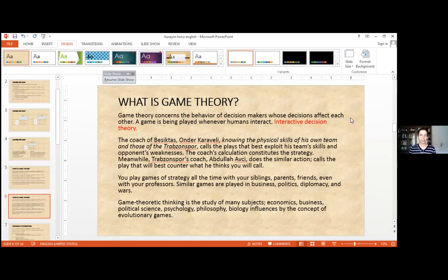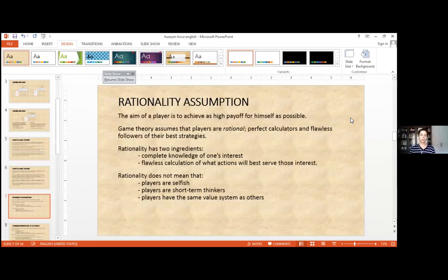Okay, thank you. So game theory thinking is the study of many subjects: economics, business, political science, and even biology in the concept of evolutionary games. I didn't go into that right now. The basic assumption, as in mainstream economics, is rationality. The aim of a player in a game is to achieve as high a payoff for himself as possible. That is what the rationality assumption tells us.